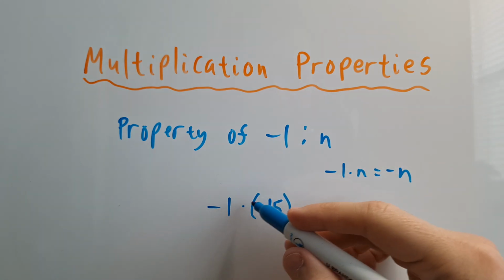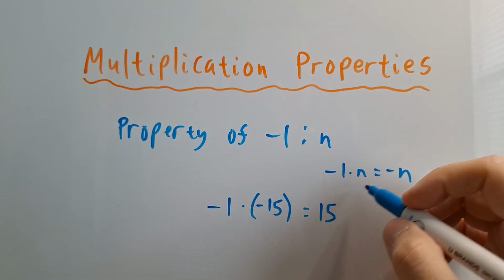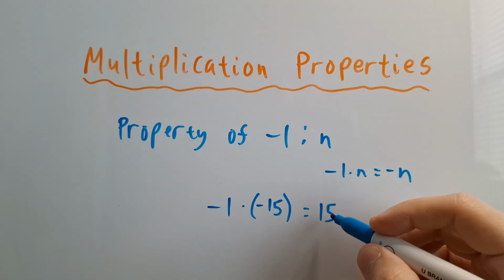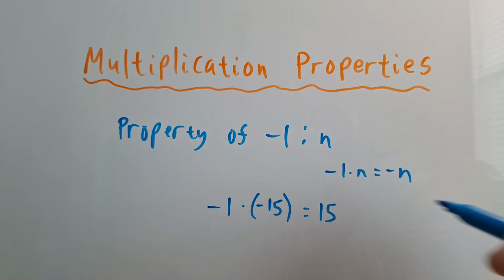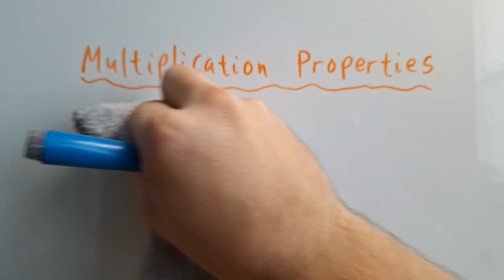Well, here we have a negative times a negative. That is a positive. So the negative of a negative is a positive. Two negatives make a positive, especially when you're multiplying two. This also works for 0 as well, but 0 is neither positive nor negative. Keep that in mind.